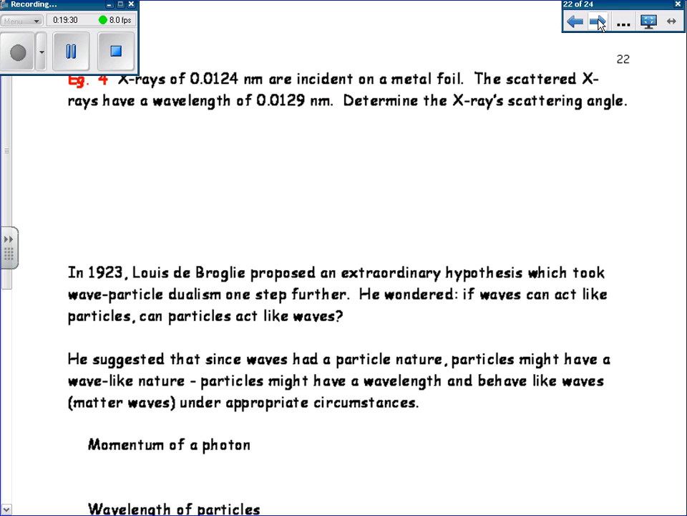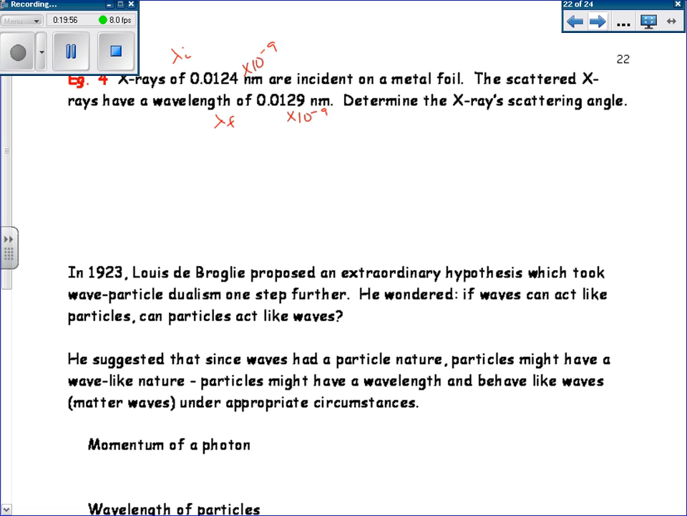It's also handy to be able to rearrange that formula, and this is a little bit more challenging to do. X-rays of 0.124 nanometers, so that's times 10 to the negative 9 meters, are incident on a metal foil. The scattered X-rays have a wavelength of 0.129 nanometers, so times 10 to the negative 9. This is lambda f, this is lambda i. We want to determine the angle.